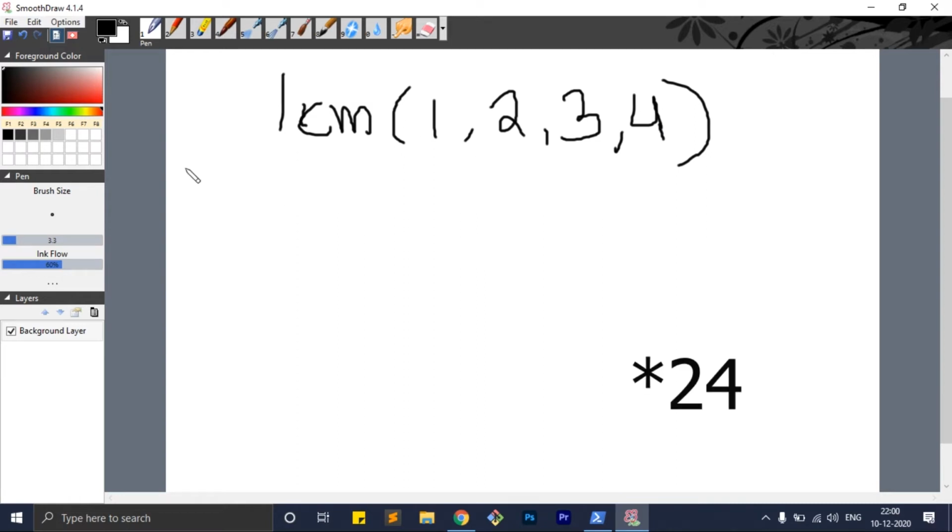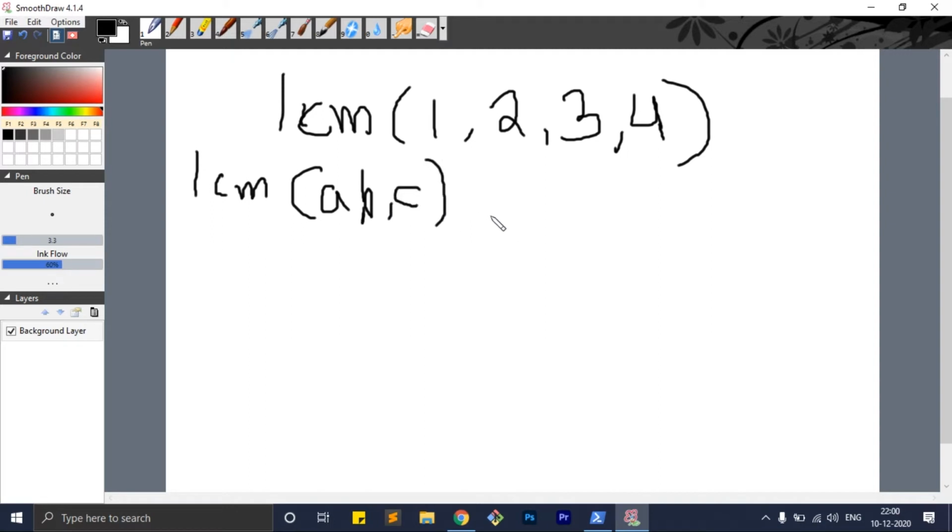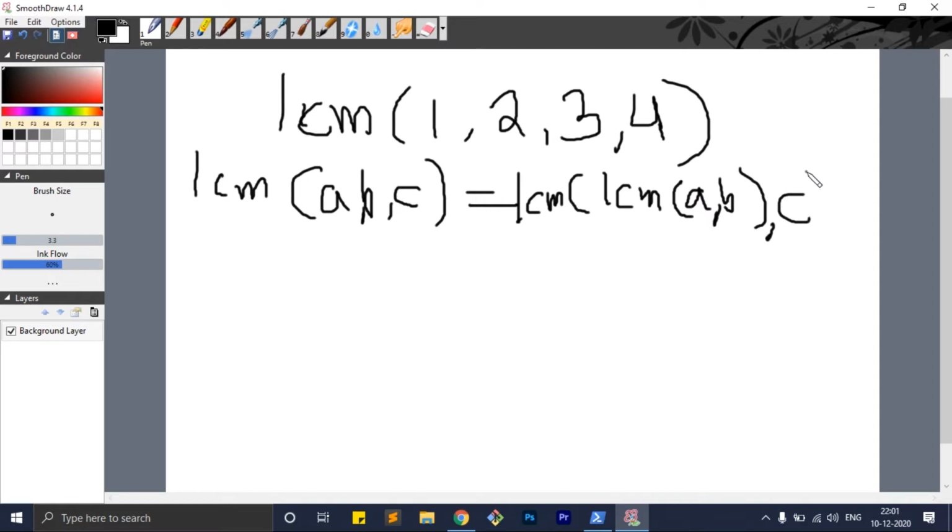There is another method, a formula, which says the LCM of A, B and C, or any number of values, can be written as the LCM of the LCM of A and B, and C. So we can divide our big problem into sub-problems. That's what we are going to do. But how we are going to calculate the LCM actually, that is the main problem here.